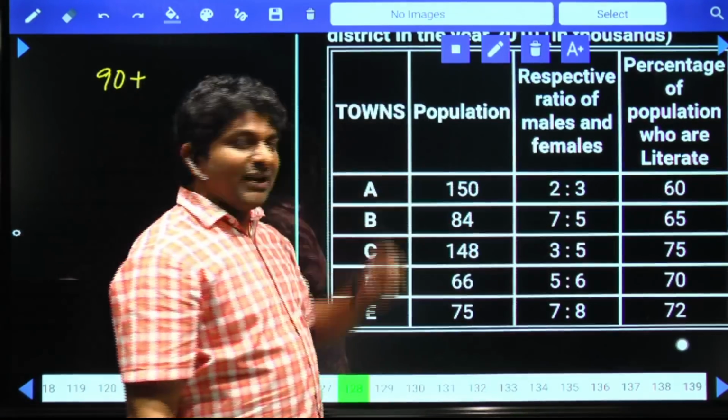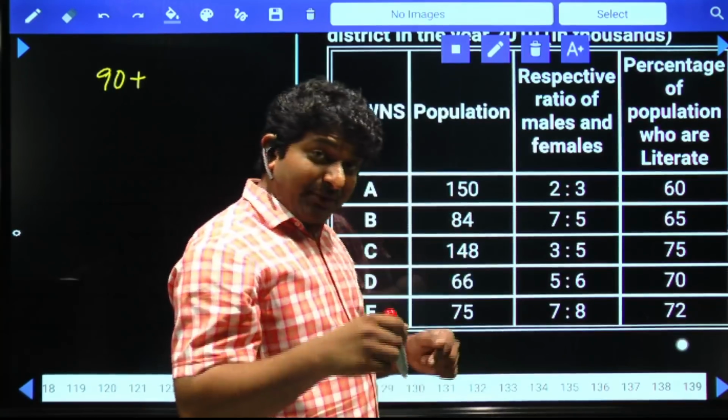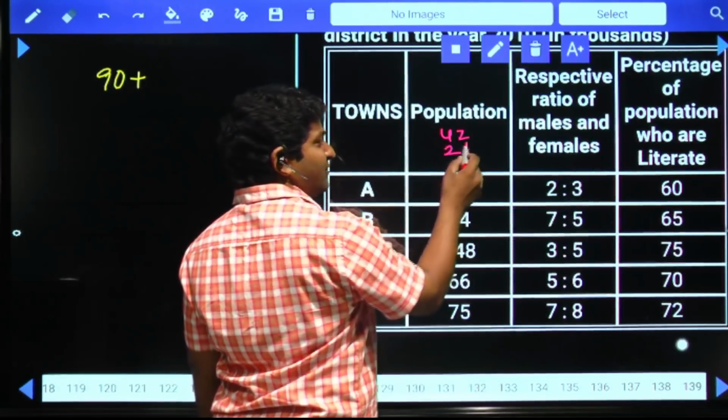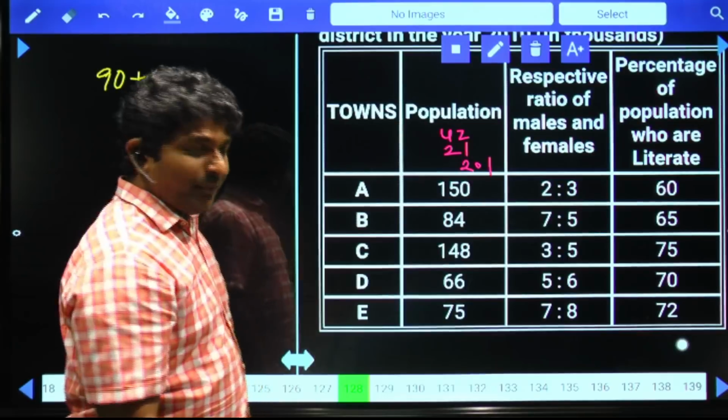And then 65% of 84, they are literates. 65%, how to calculate? 50%, 10%, 5%. 50%, 42. 10%, 8.4. 5%, 4.2. Total 54.6.